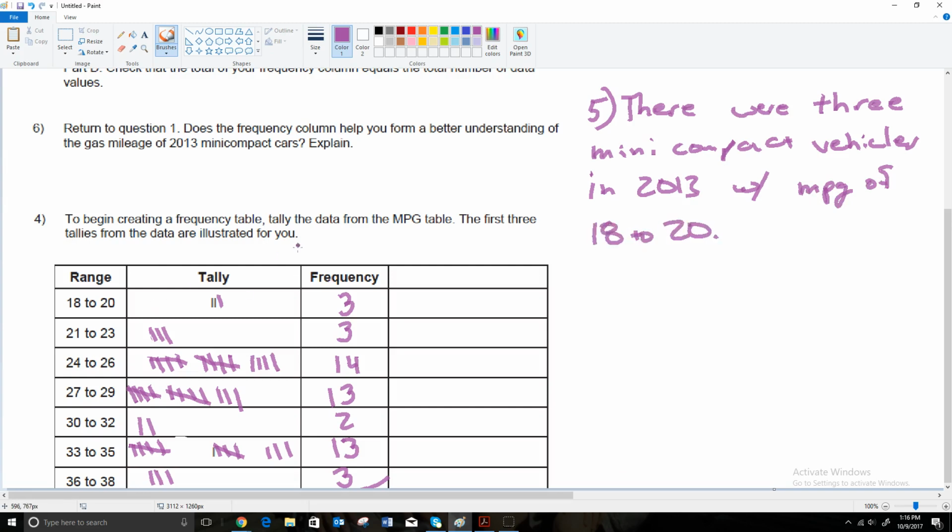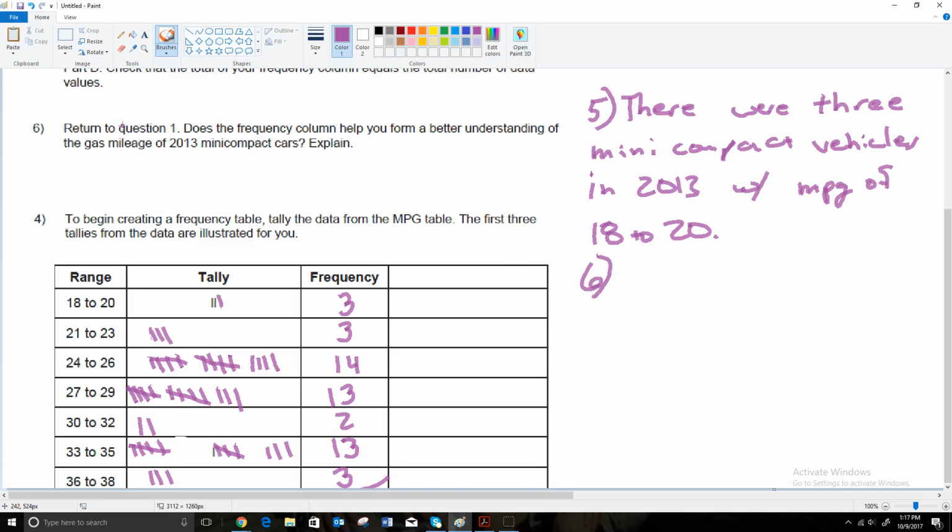So again, we want to use our good writing skills, make sure we mention the year and what we're talking about. We're talking about mini compact vehicles. We're talking about their miles per gallon and so on. We don't want to just say there were 3 in that first range, or there were 3 that are 18 to 20, something like that. We want to give some more specifics than that.